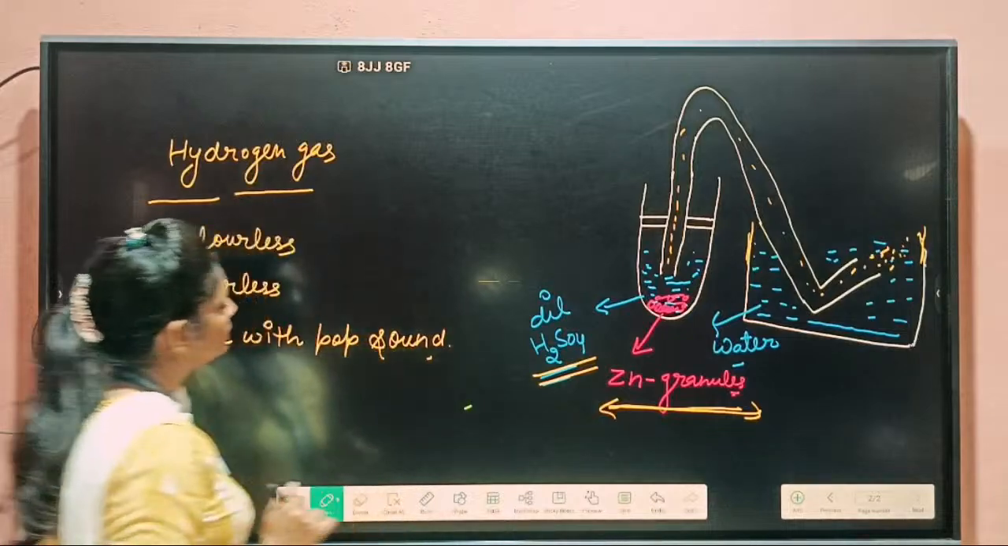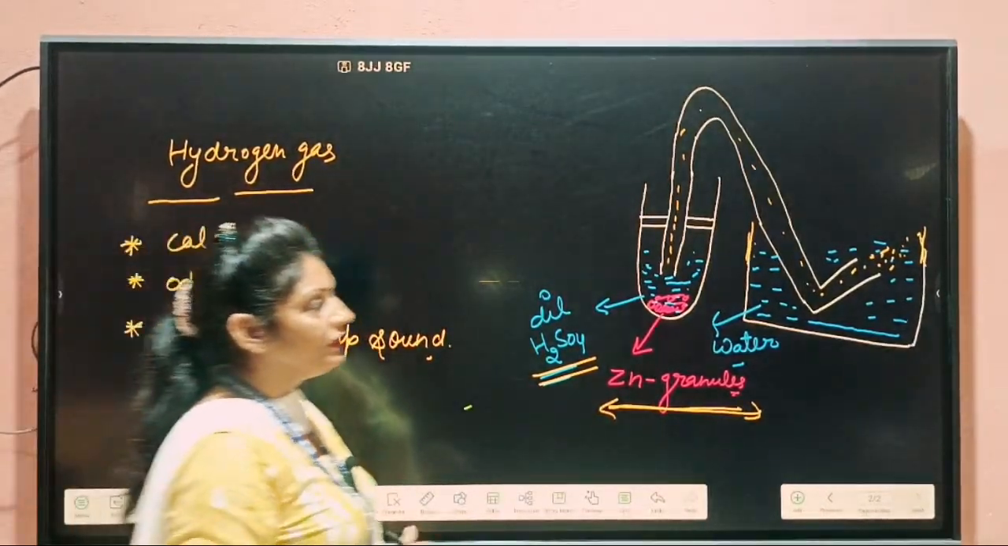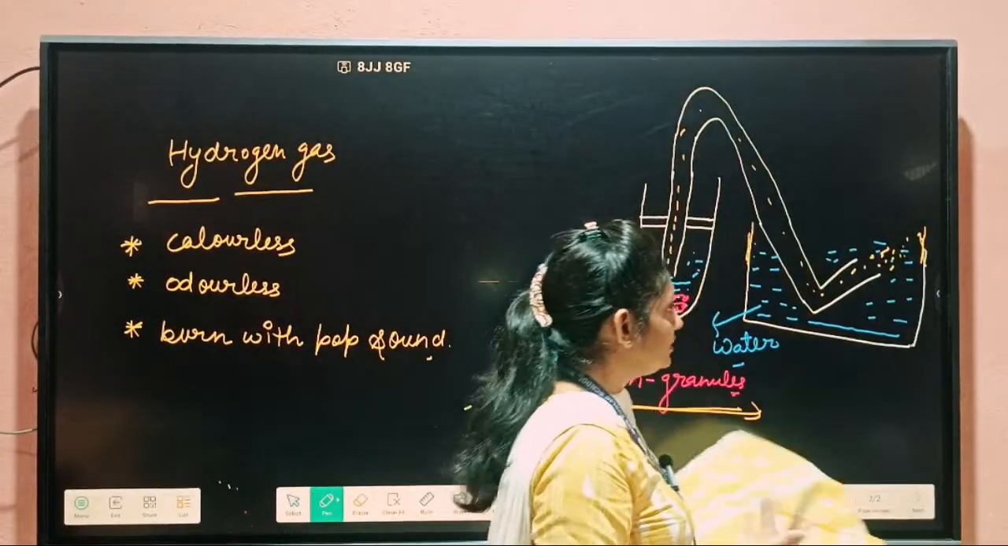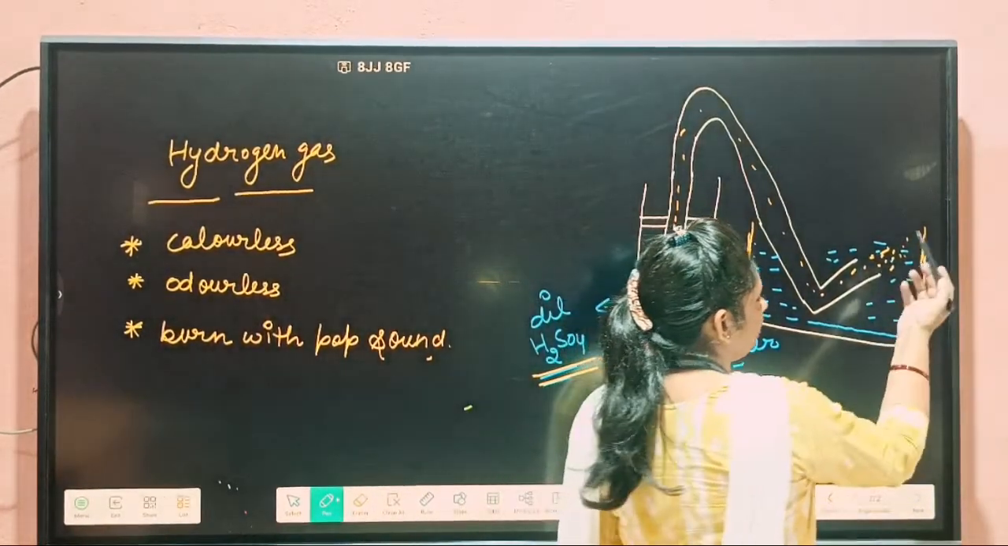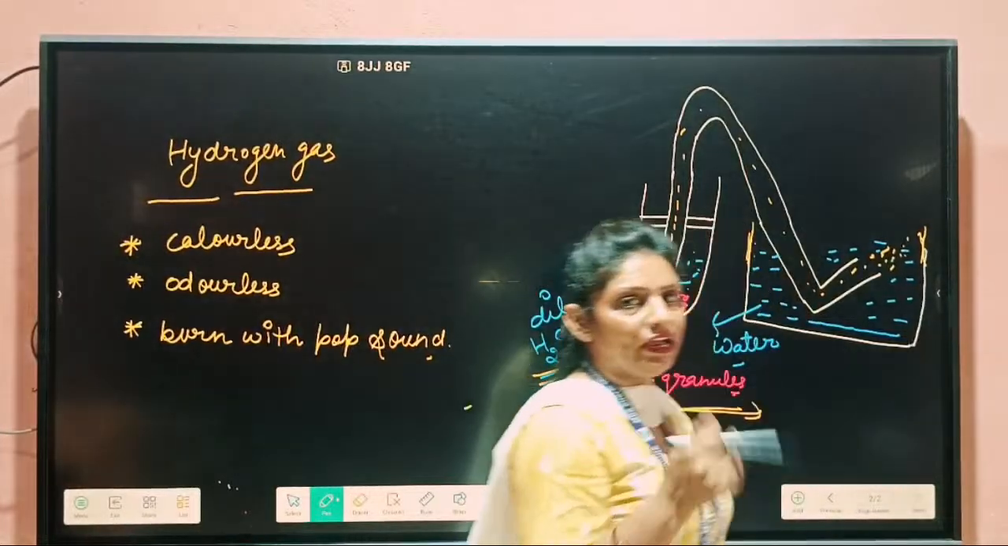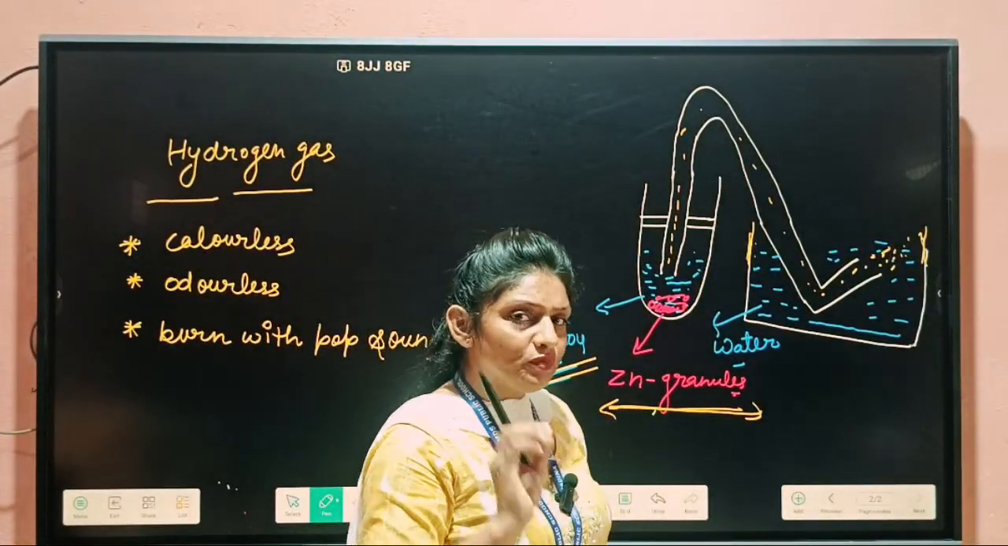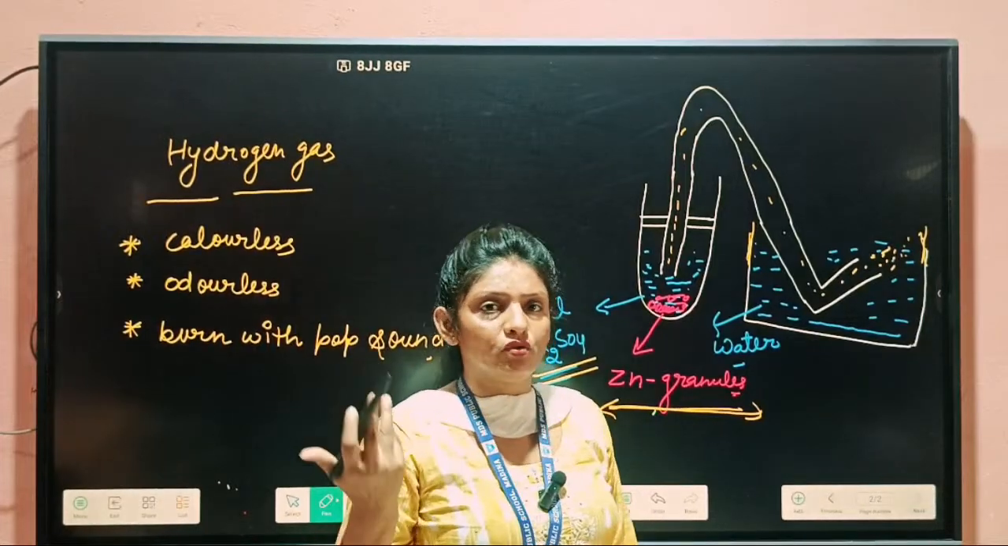Then students, no color we are getting here. We are not getting any colors. It means we can say maybe oxygen gas also does not have any color, so we cannot distinguish. Yes, one perception we can make, it may be hydrogen or not.